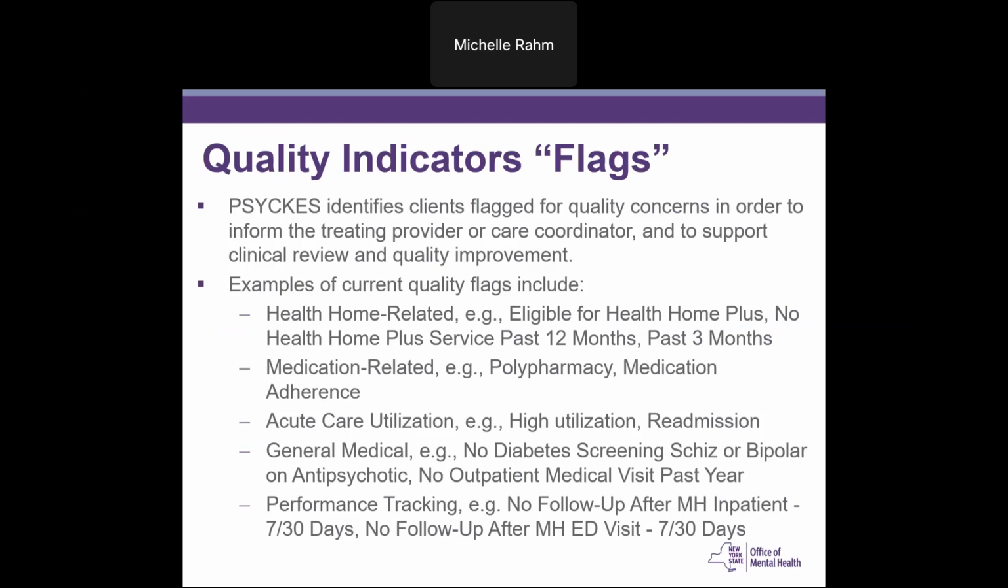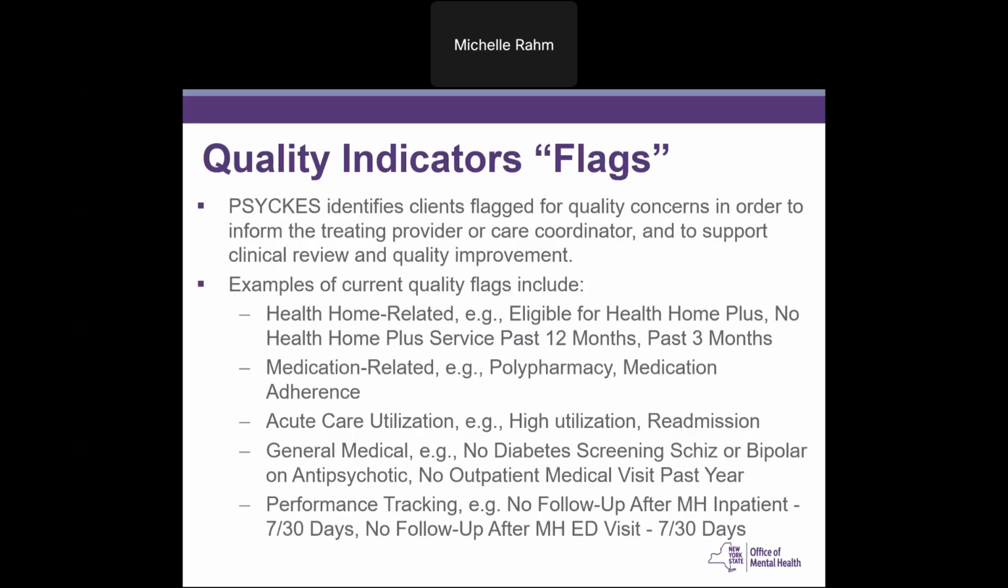And right now we have over 100 quality indicators in the application, and these are broken down into our quality indicator sets or buckets. So we just have a few examples of our quality indicators here on this slide. We have health home related indicators, so an example of that would be eligible for Health Home Plus, no Health Home Plus service in the past 12 months or in the past 3 months.